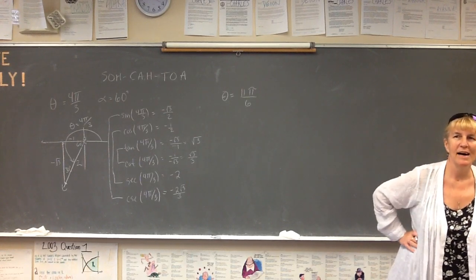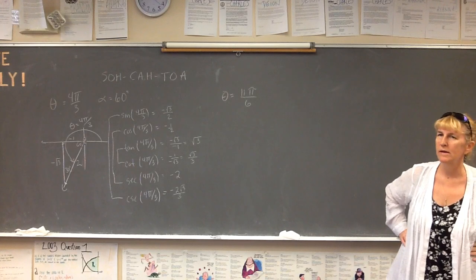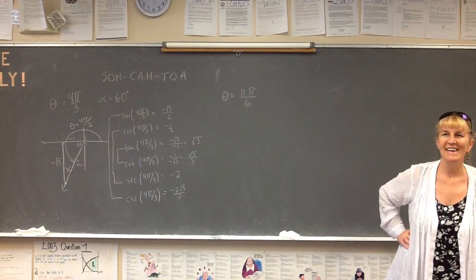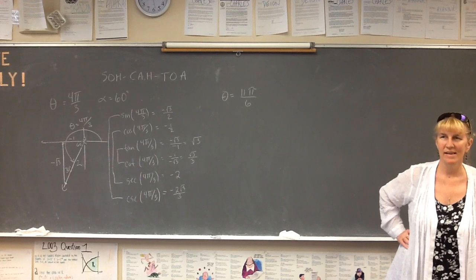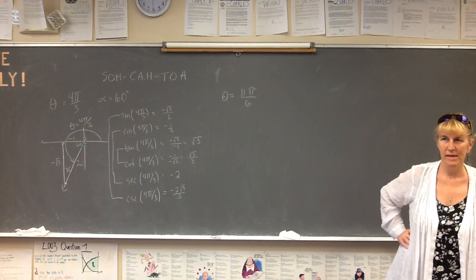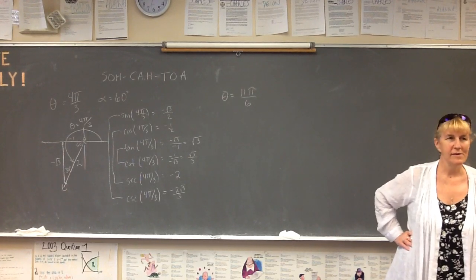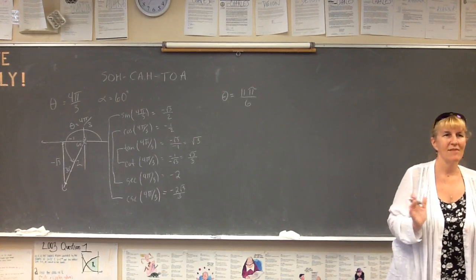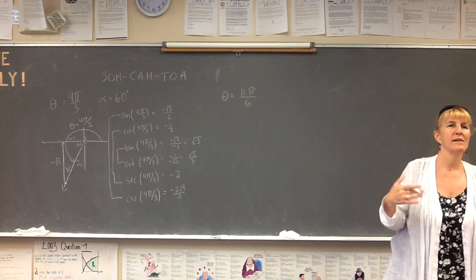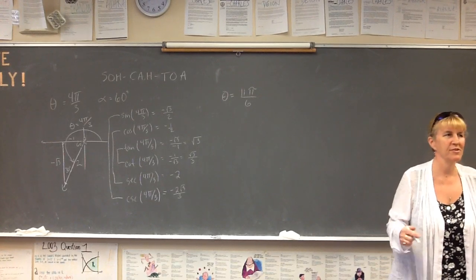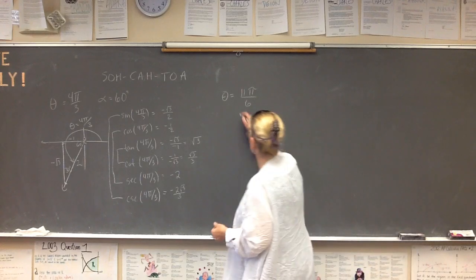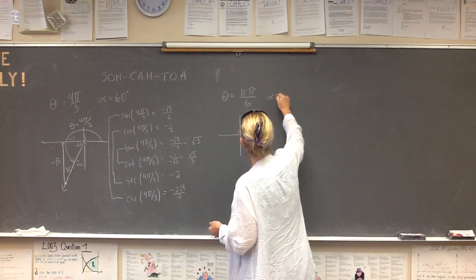Go ahead. Okay, so since 11 pi over 6 is just shy of 12 pi over 6, that means it has to be in quadrant 4. Does that make sense? That's what I want you thinking. 11 pi over 6 is almost 12 pi over 6, which is 2 pi. So it's almost at 2 pi, which puts you in quadrant 4. Good job.